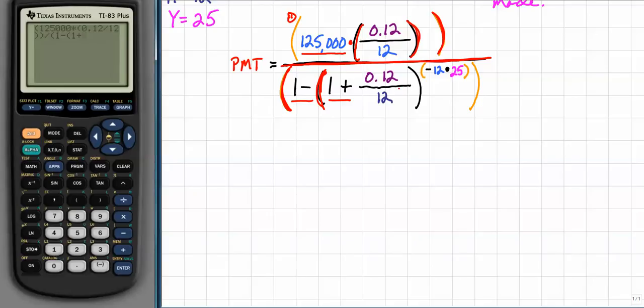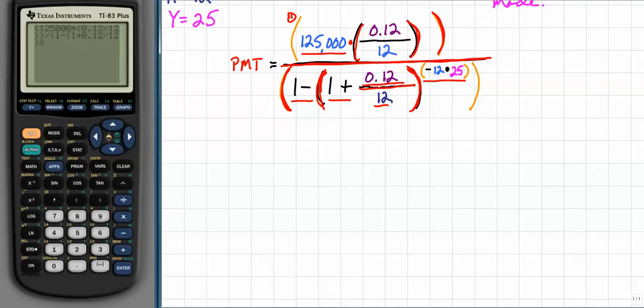And since in the order of operations division comes before addition, I can just simply type in this 0.12, then the division bar, and then the 12. Then I need to close this set of parentheses, and so I close it. Now I have to deal with this exponent.